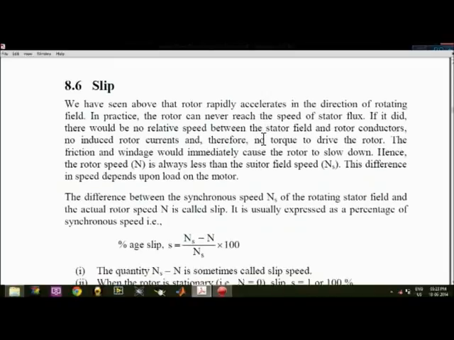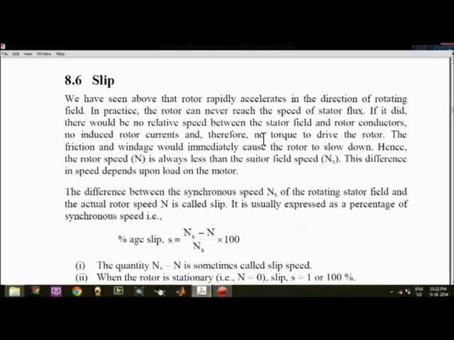Now coming to a very popular topic, that is the slip of the induction motor. The speed of the rotor can never reach the speed of the stator flux, because the stator gets the three-phase supply and makes a magnetic field, and that magnetic field is cut by the rotor conductors, and hence the rotor feels a mechanical force and it moves. But even though there is electromagnetic induction, there are some losses, and the rotor can never reach the speed of the stator flux. Otherwise there would be no relative speed between the rotor conductors and the stator field.